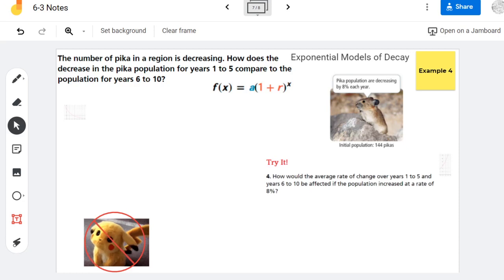In today's video, I'm covering example 4 from lesson 6-3 in the SavvasRealize Algebra 1 textbook. The goal of today's video is to look at exponential models of decay. So another situation where we would use exponential decay. In this case, we're actually looking at a population of an animal.